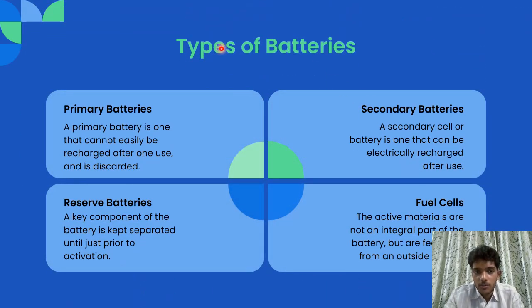There are mainly four types of batteries: primary batteries, secondary batteries, reserve batteries, and fuel cells. Primary batteries are those that are disposable. They are only one use and cannot easily be recharged, and therefore they are discarded. Secondary batteries, on the other hand, are batteries that can be easily recharged by simply applying a reverse current. Reserve batteries are batteries in which one key component of the battery, which is needed to cause chemical reaction, is kept separated until just prior to activation. In fuel cells, the active material is not an integral part of the battery, but is fed from an outside source.